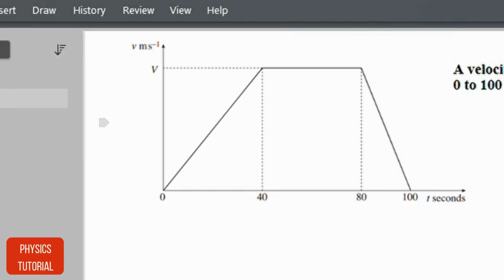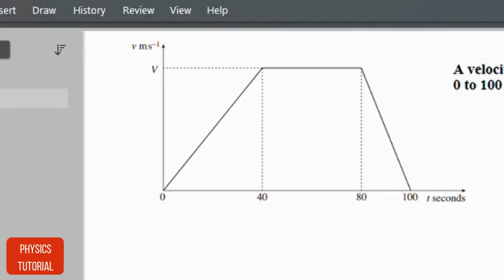All right. Before jumping into calculations, pause and observe. This graph has three clear sections. From 0 to 40 seconds, the object is accelerating, and from 40 to 80 seconds, it is moving at a constant velocity, and from 80 to 100 seconds, it is decelerating to rest. And I want us to remember the golden rule, which is displacement is equal to area under the velocity time graph.